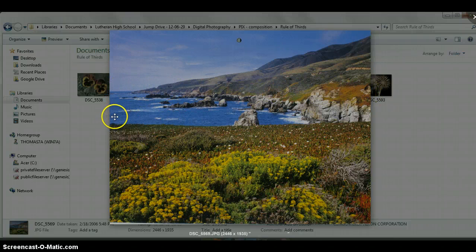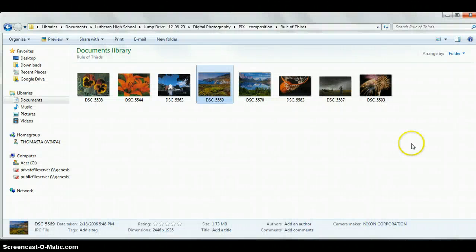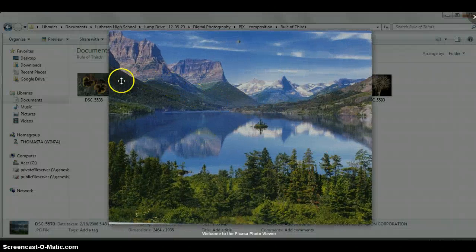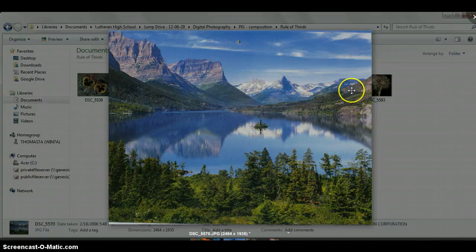You don't want to put your horizon right in the center, as that will kind of divide your picture into halves, and the eye doesn't know where to go. So always try and achieve those third lines. Here's another good example of that. The horizon line is up here on this third line up here. Notice how you've got a lot of information down here. Right here is your third line.